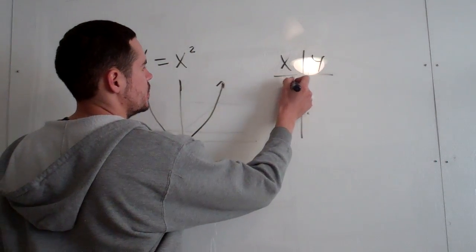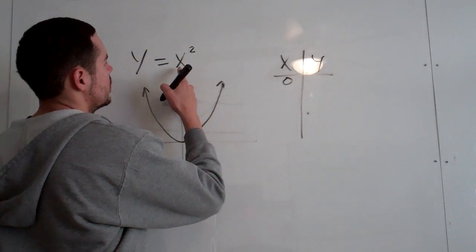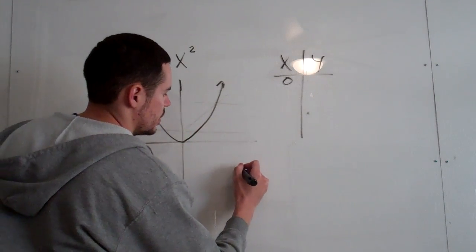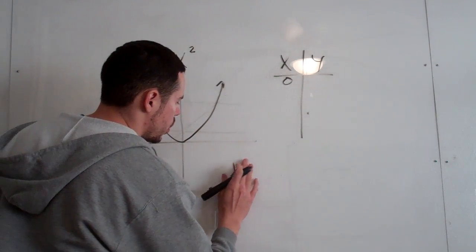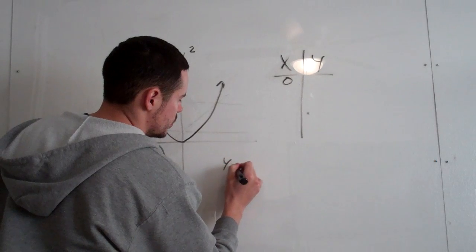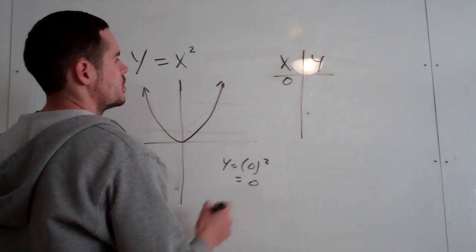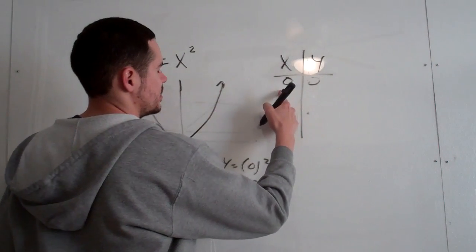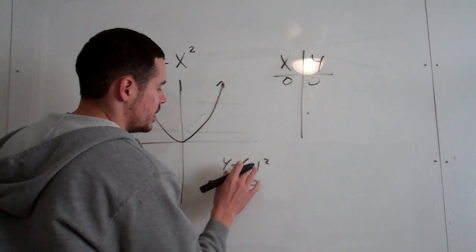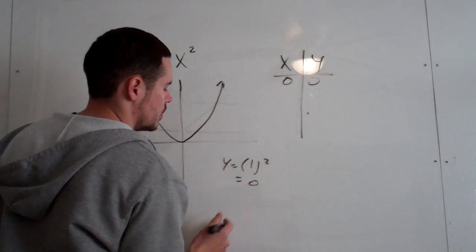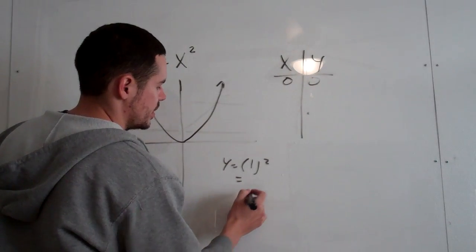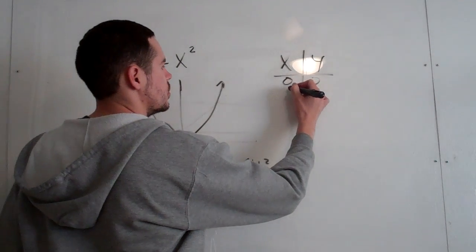Well, let's plug in 0. If I plug in 0, y is equal to 0 squared, which is equal to 0, right? So when x is 0, y is equal to 0. If I plug in a 1, well then 1 squared is 1, right? So 1, 1.